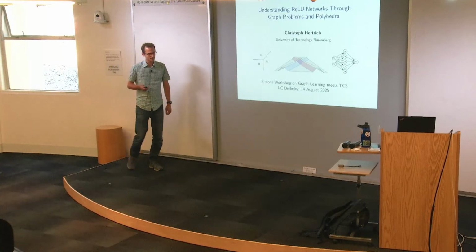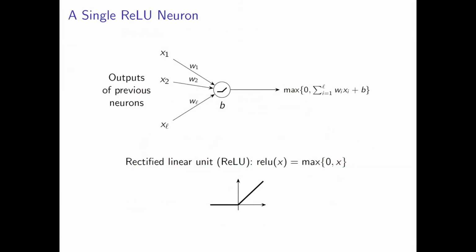Let's talk about a very simple thing, namely a single neuron. I want to define that properly because we're going to use it. So what does a neuron do? It's a ReLU neuron, so we have this ReLU activation function. We take the weighted sum of the outputs of the previous neurons, we add a bias, and we put it into our ReLU, and this is the function computed by a single ReLU neuron. OK, we all know this.